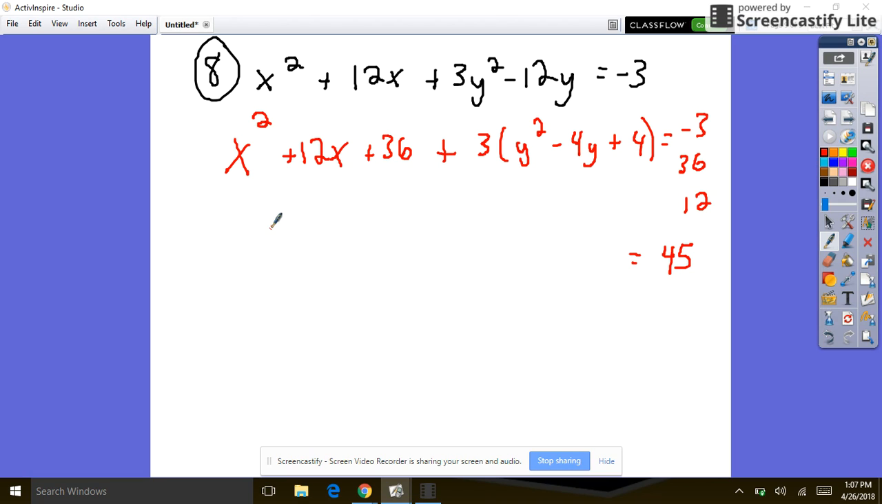And now we're going to factor this. That's going to be x plus 6 squared plus 3. Factor that. Y minus 2 squared. Now we're almost there. Divide everything by 45.